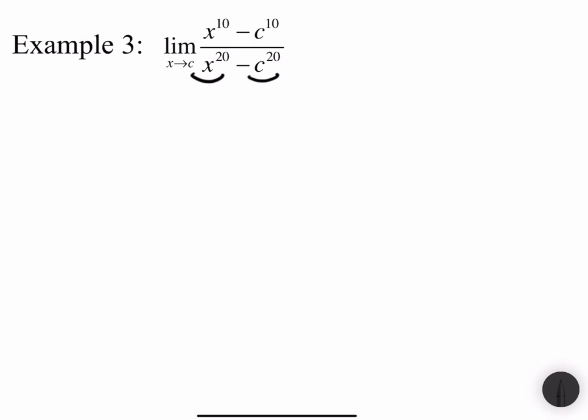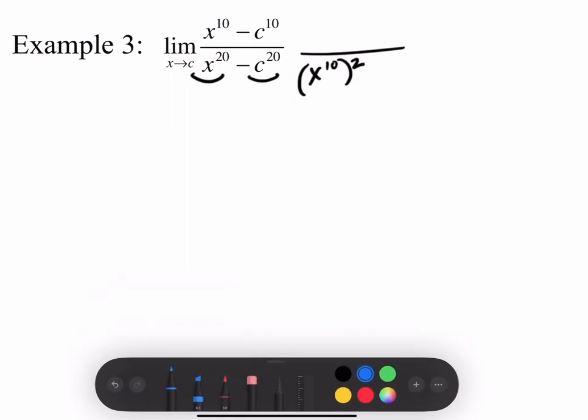So if you recall from the rules of exponents, if I raise a power to another power, then I would just need to multiply 10 times 2, and that gives me my 20. So that is why I can rewrite x to the power of 20 as this. These two are the same, okay? And so I'm also going to do the same thing with my c to the power of 20. I'm going to say c to the power of 10 to the power of 2, okay?